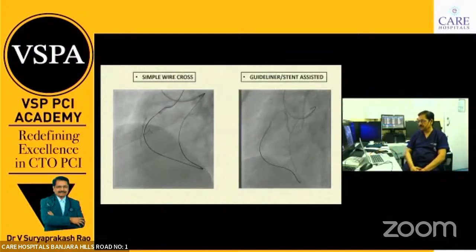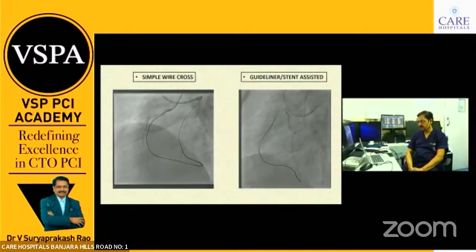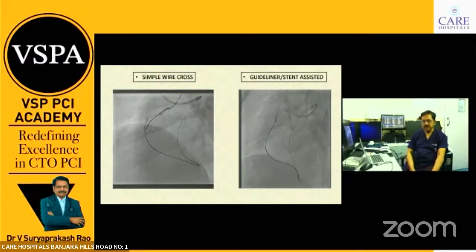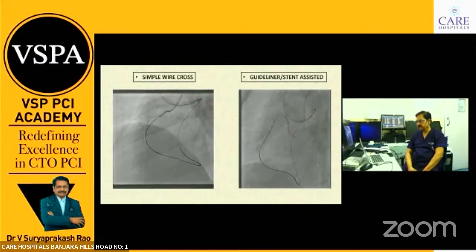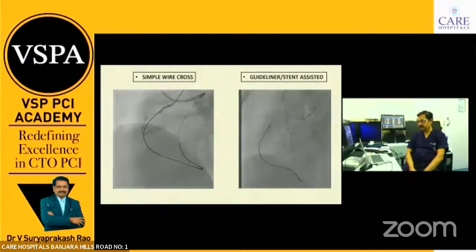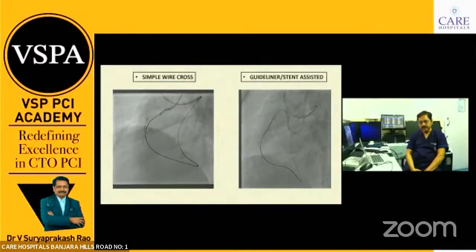So this is, as I told, the simple wire cross. In the beginning, if you find some channel, something not much calcium, you can enter a simple wire cross into the guiding catheter. And in some cases where you find it difficult, use a guideliner. Why guideliner?